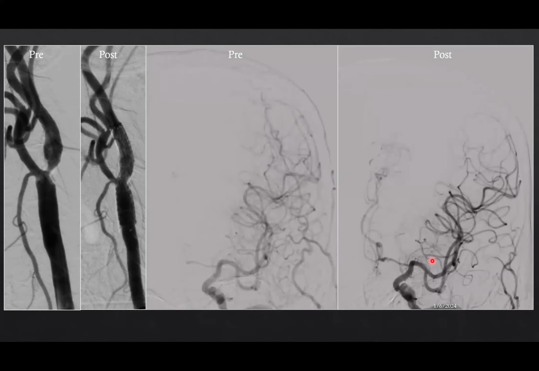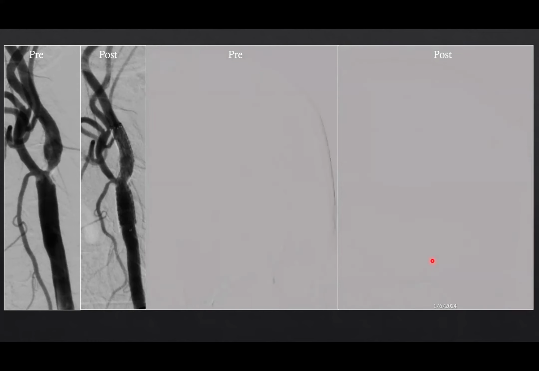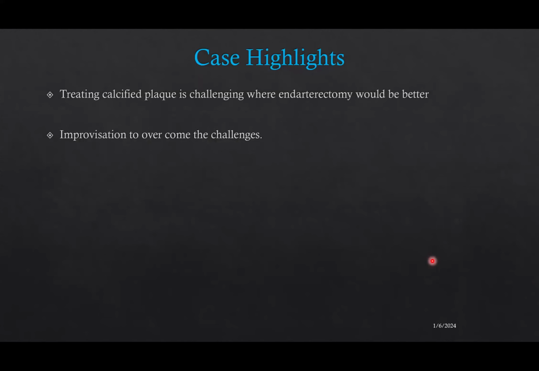So you can see the difference. Post stenting, there's an angiographic shift of the watershed to the medial aspect and better visualization of the MCA and ACA. Now, case highlight: though calcified plaques are better handled by endarterectomy, the idea of showing this case was not to say that even in spite of having a calcified plaque, you should offer carotid stenting.